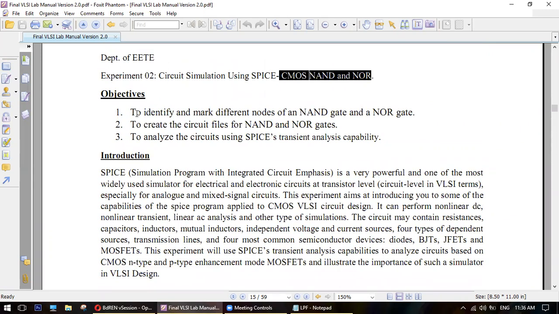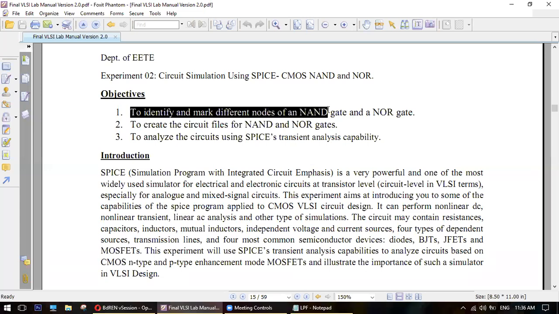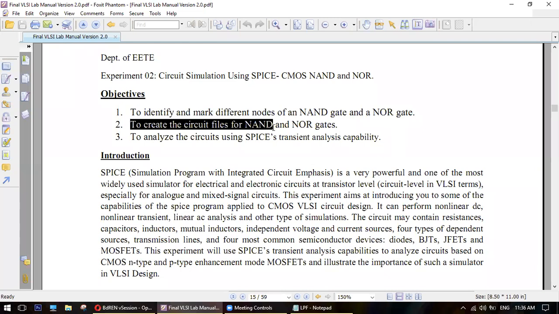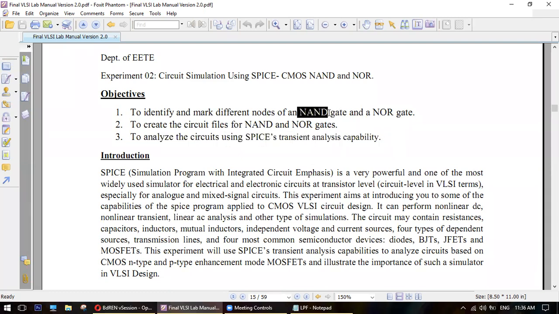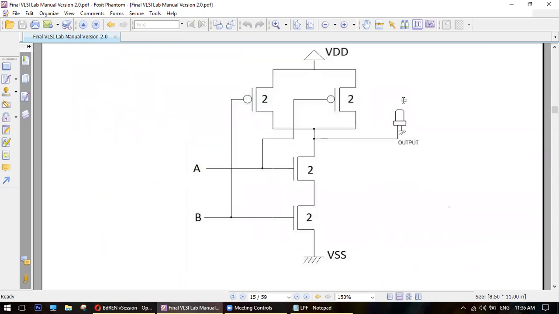In this lab, our objective will be to identify and mark different nodes of the NAND gate and NOR gate, to create the circuit file for NAND and NOR gates, and to analyze the circuit using SPICE transient analysis capability. I'm going to do the NAND gate for you. You will do the NOR gate for me. Okay, everyone? So this is the NAND gate.